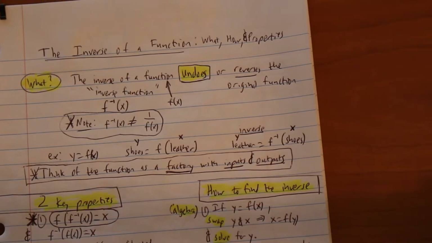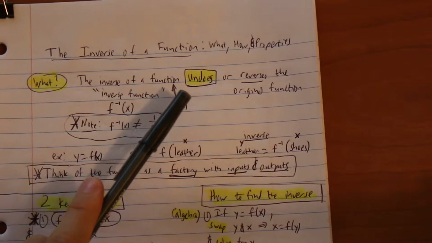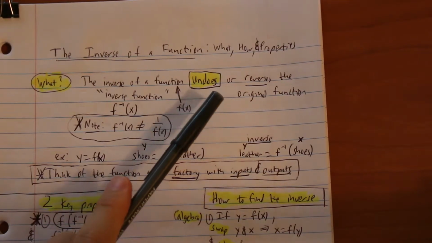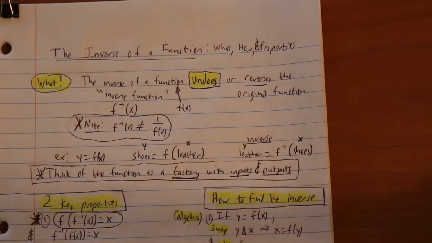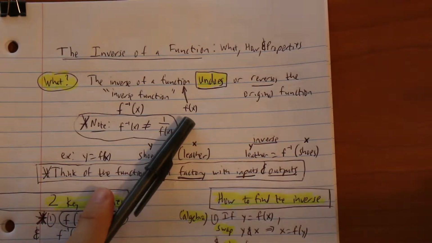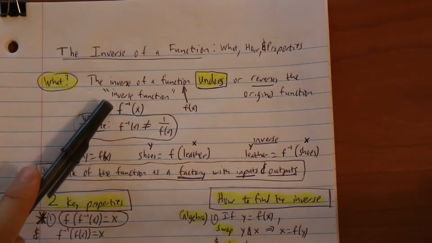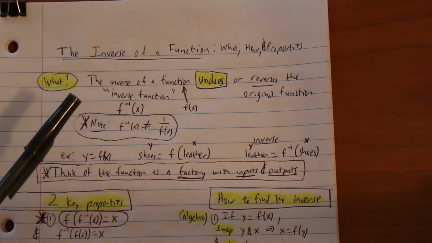What is an inverse? The inverse of a function, the way I like to think about it, is that it undoes or reverses the original function. For example, let's call the original function f of x. The inverse is frequently notated as f inverse of x, so that -1 is the way we're going to write it. Now, here's a quick note.